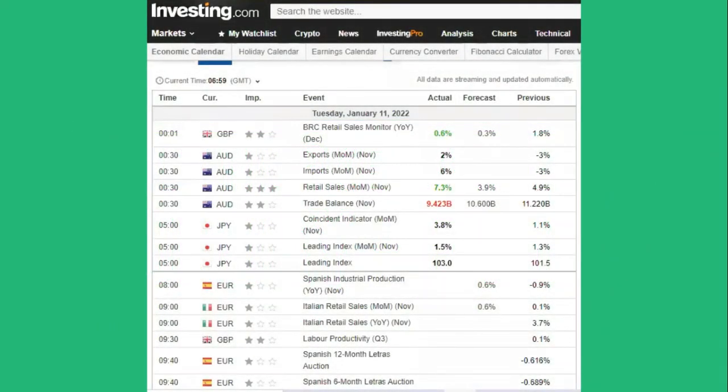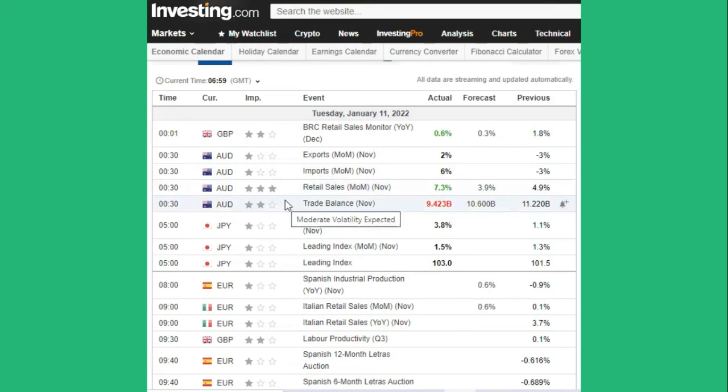So the news. Overnight, as you can see, at 12:30 GMT, we had some 3-star rating news coming out of Australia. And as you can see, the actual result was far better than the forecasted result. So this should give the Australian dollar some strength. But that's been and gone.